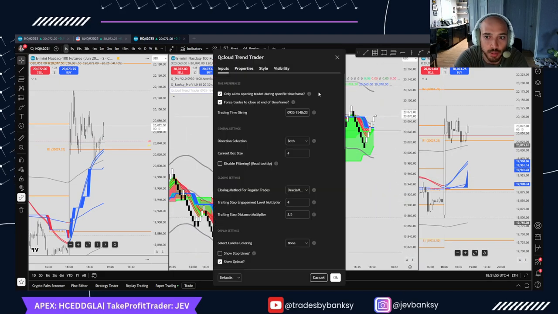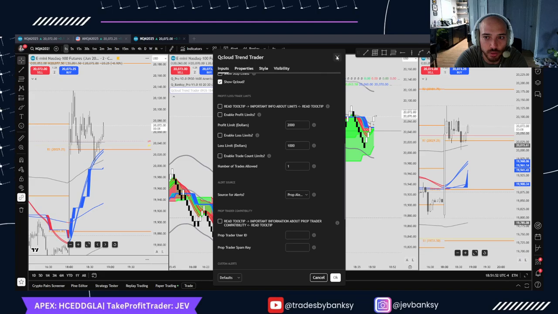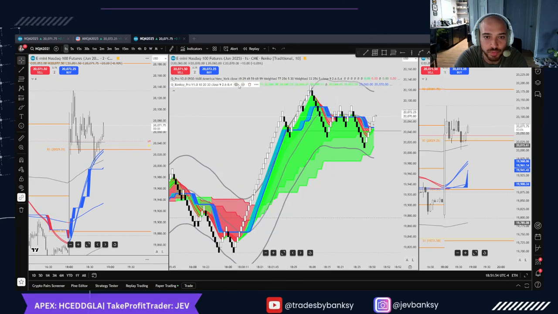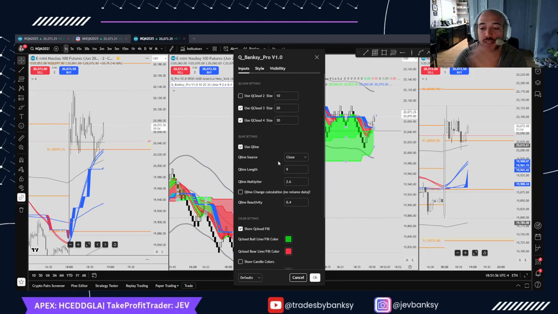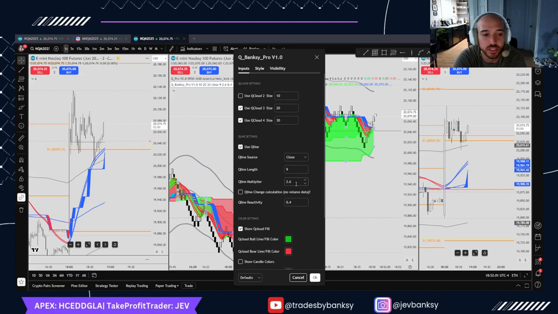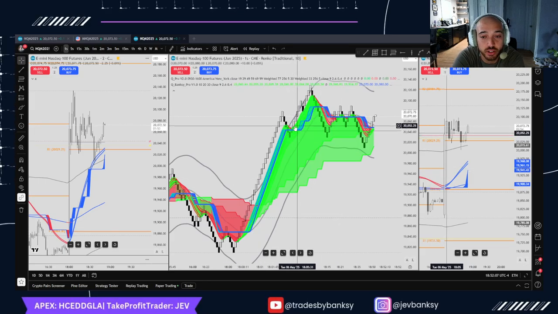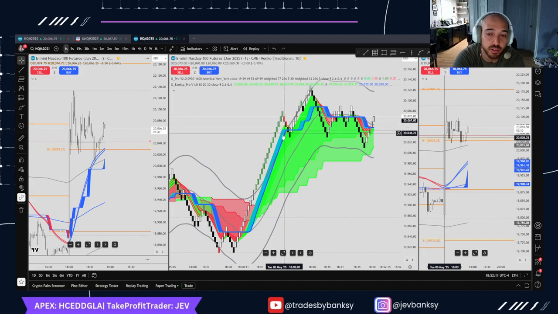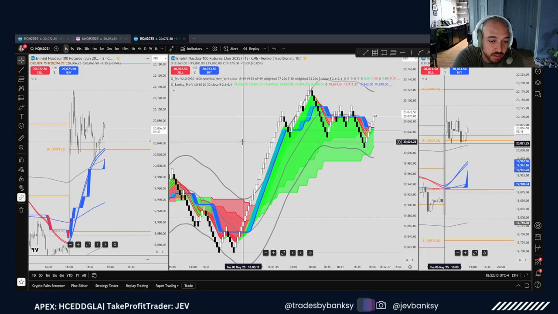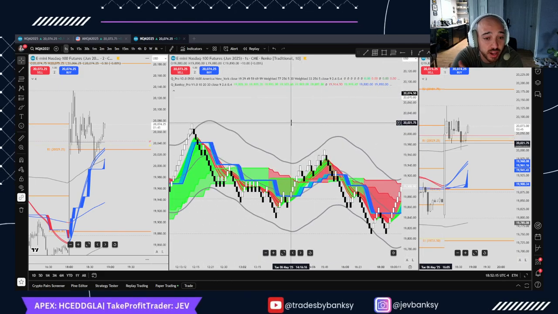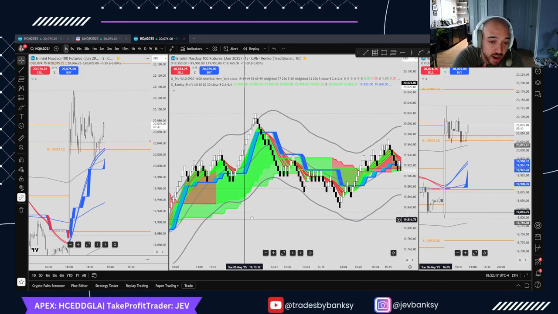Okay. Another thing that I want to point out, of course, is the Q line. Okay, so these are the settings for the Q line. This is just, again, adding extra confluence, right? If you want to take only the setups that happen right at the Q line or bouncing off the Q line, that's something that can be done, right? I know some people trade that way. Sometimes I take entries like that, right?